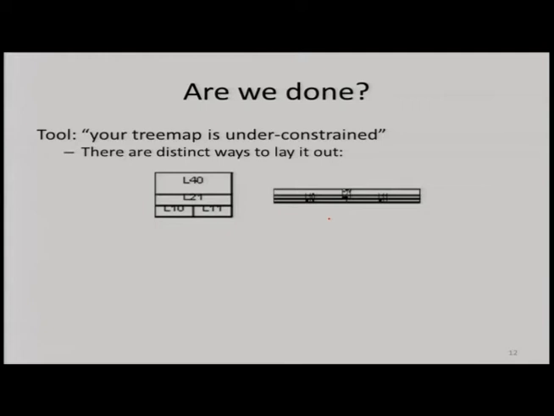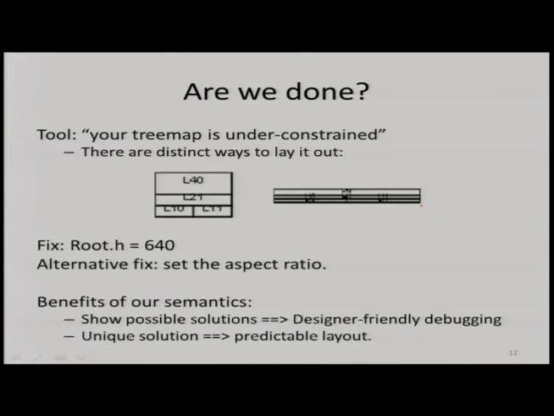And are we done? Well, not yet. Our synthesizer will come back to us and tell us that your tree map is under constraint because given the constraints you can give me, I can lay it out like this or like that. Turns out that we did not quite specify uniquely what the layout is. So as you can see, the designer can observe that the aspect ratio is not quite determined. So the designer, based on this feedback, gives more constraints. And one way to fix it is to define the height of the root window, or you could set the aspect ratio. So given the semantics, we have some user-friendly debugging and some predictable layout.